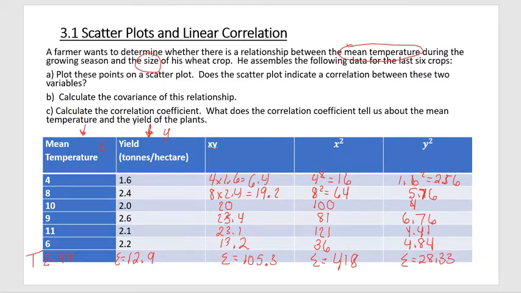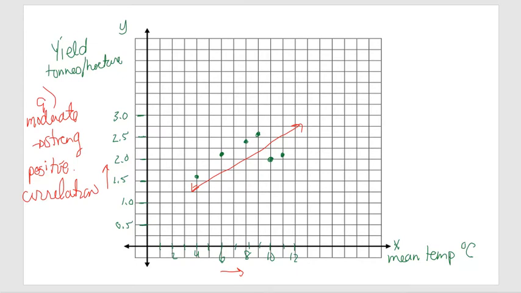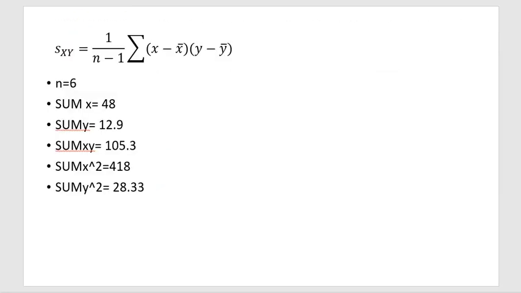This is a really long, tedious process, but you need these numbers and you need to show your work. So let's start a new slide. All I did was copy down the covariance, and n is 6 because we had 6 data points, and then the sum of the x's, the y's, the xy's, x squareds and y squareds. So we were able to do this covariance, and then we'll take a look at the correlation coefficient.